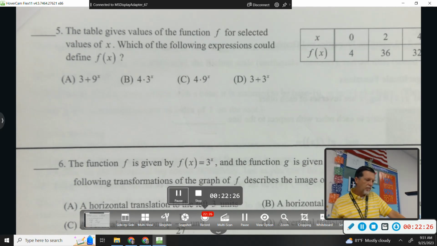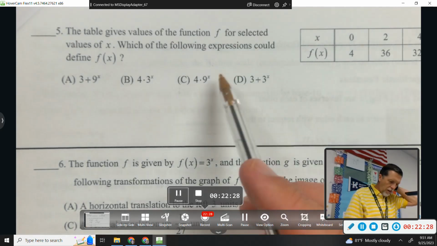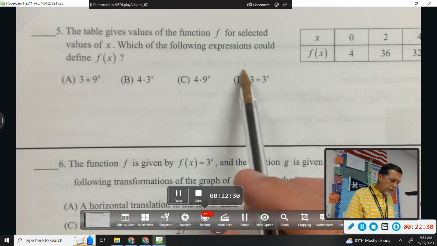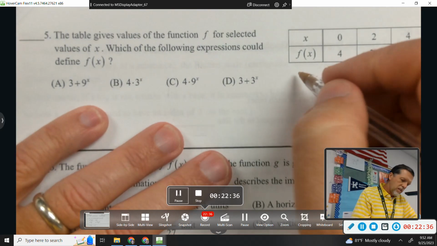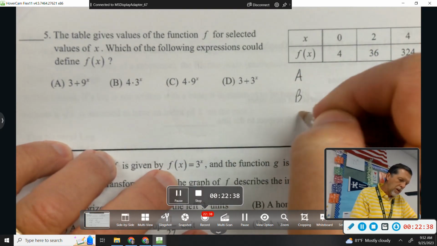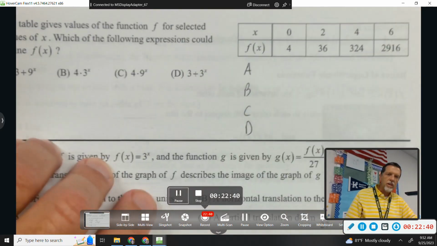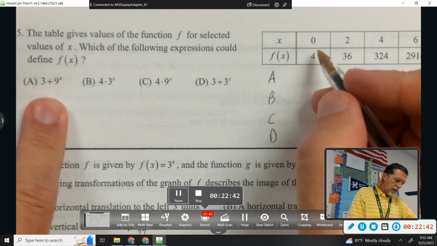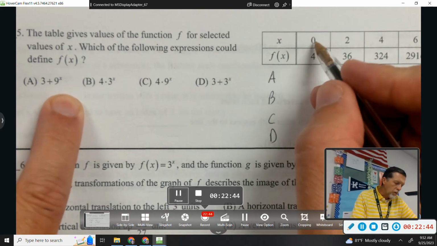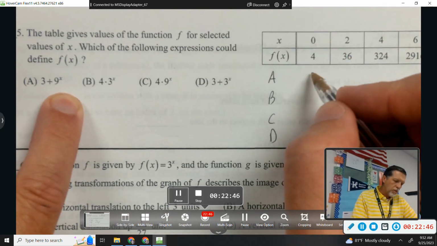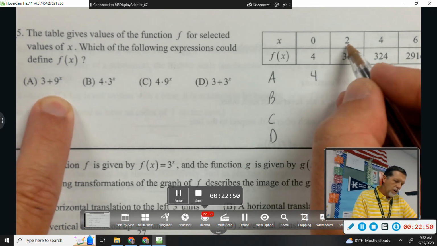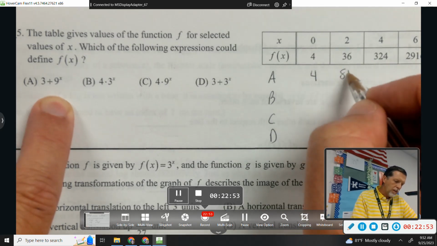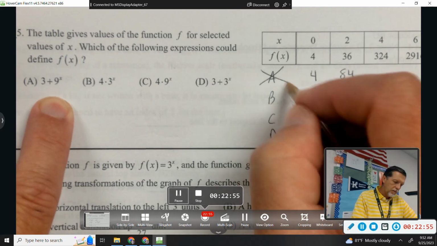Number 5, the table of values. Table gives values of function. Which of the following could be f of x? Well, this is just like plug it in and see what works, right? I'm even going to make my own table here until this doesn't work. 9 to the 0 is 1, plus 3 is 4, okay. 9 squared is 81, plus 3 is 84, so A's out.